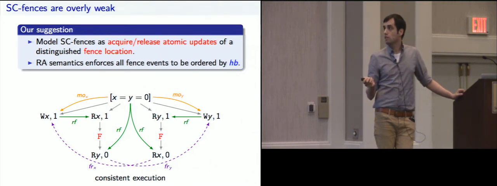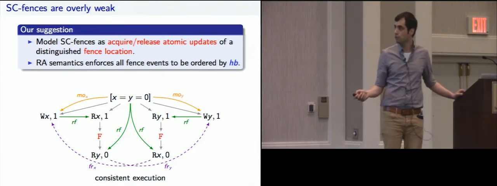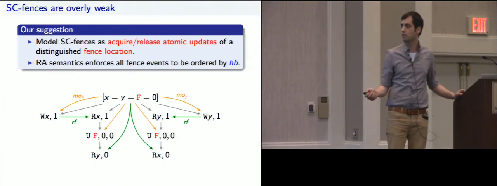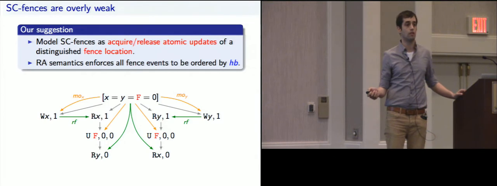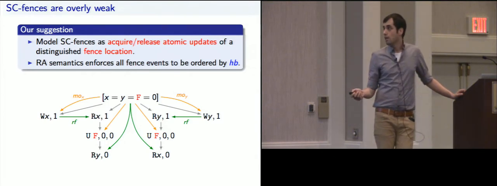The reason it works is that release-acquire semantics enforces all these fence events, these acquire-release atomic updates, to be ordered by happens-before. So for this example, we will take the two fences. Now they are updates. So this is a special fence location, and I update it from 0 to 0. The values don't matter. And this execution now is not complete. I still need reads-from for this. Where do I read this 0 from, and where do I read this 0 from?